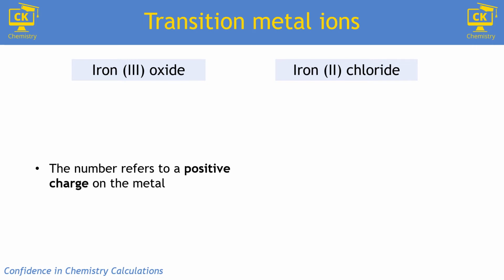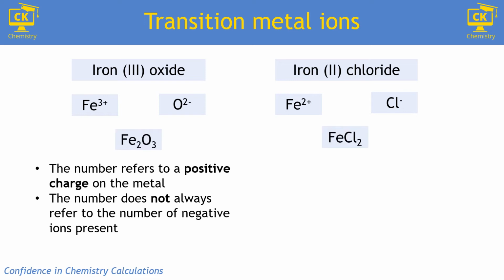But the number doesn't always refer to the numbers present in the formula. So we can use the same ideas to work out the formula of a compound. If we know that Fe has a 3+ charge, oxygen, because of its group, has a -2, we can work out the formula. And in these two cases, it does work out that the iron 3+ results in 3 oxide ions and the iron 2 chloride results in 2 chloride ions.